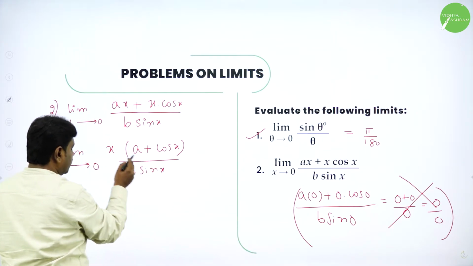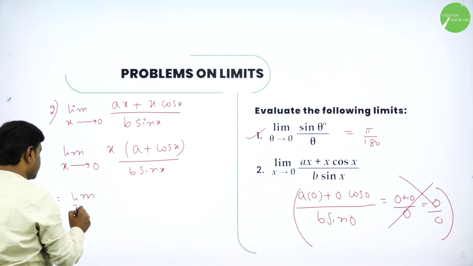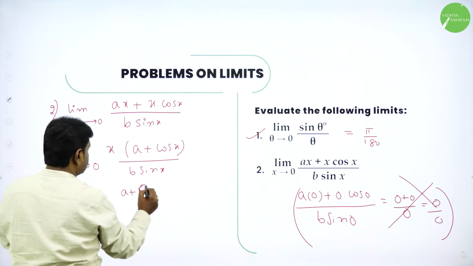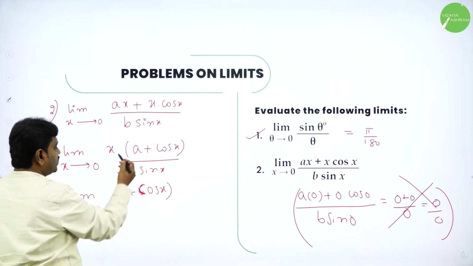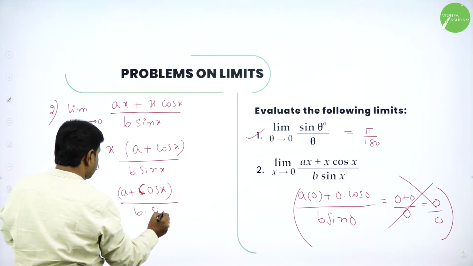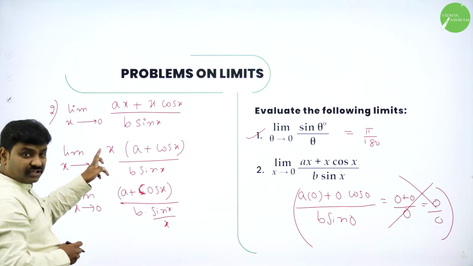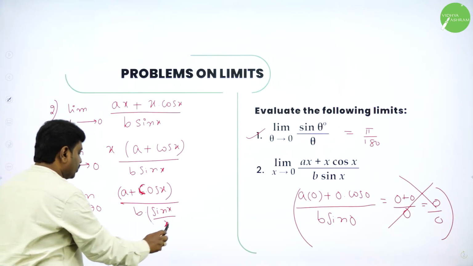Now I will group them. I will rewrite it as limit x tends to 0, (a plus cos x) into x we have. This x I will write in denominator, b let it be, I will write sin x by x. Can I write? So 1 by x is x. Instead of x in the numerator, I will write it as the denominator of the denominator. Now I have this part.